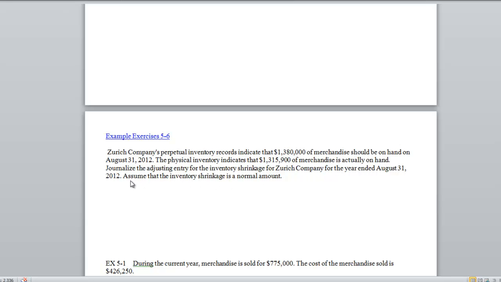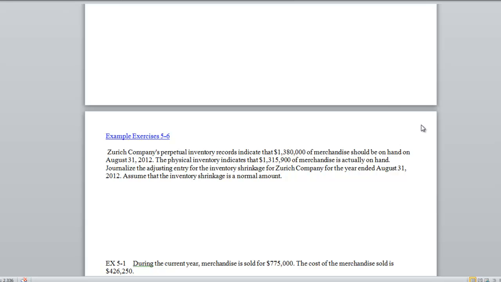Assume that the inventory shrinkage is a normal amount. So let's talk about this right here. Okay, so our accounting records, we're using a perpetual system, so every time we make purchases of inventory or every time we make a sale, we're updating the accounting records, and therefore at any point in time we should be able to look at our accounting records and have an accurate number for what the dollar amount of our inventory should be.